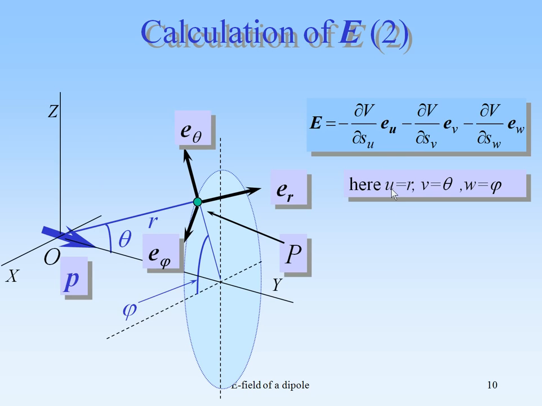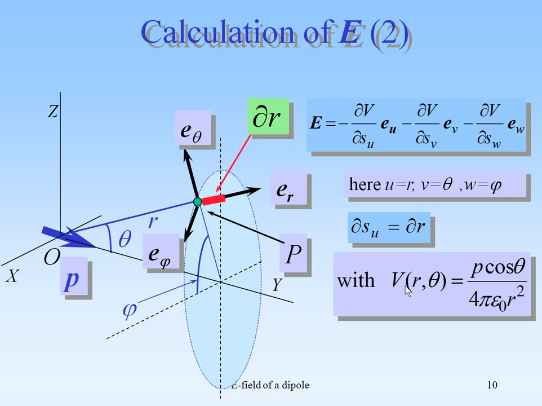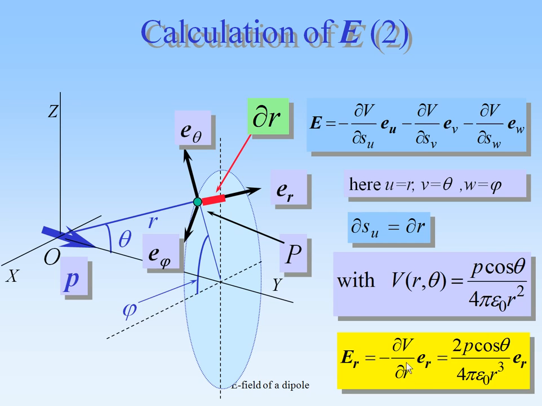Here u is r, v is theta, w is phi. This ds_u is dr. And this means that V as a function of r and theta is p cosine theta over 4 pi epsilon naught r squared. So E_r is minus dV/dr of E_r, which is 2 p cosine theta divided by 4 pi epsilon naught r to the third.